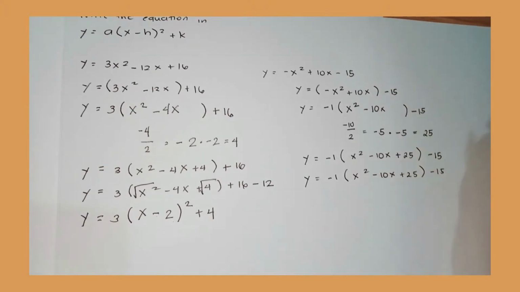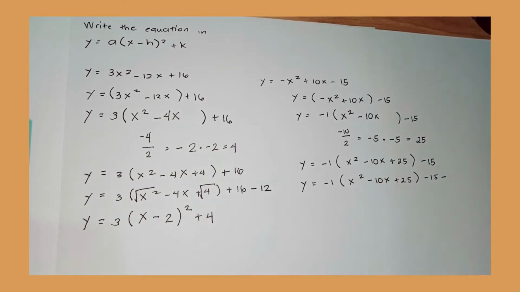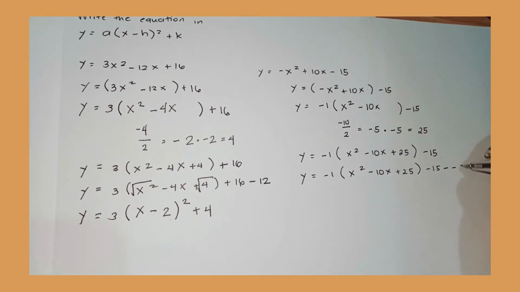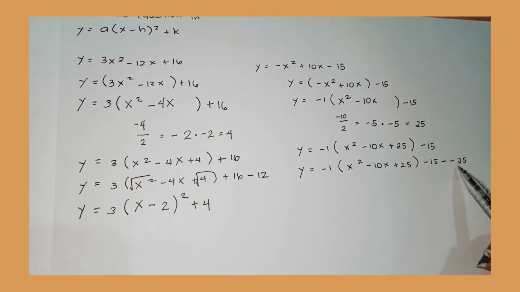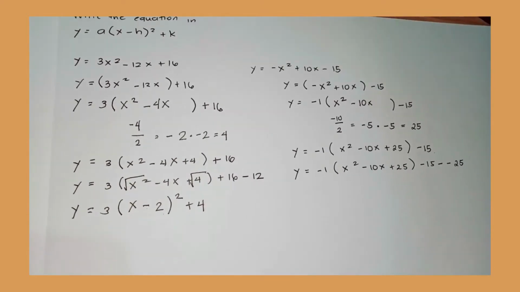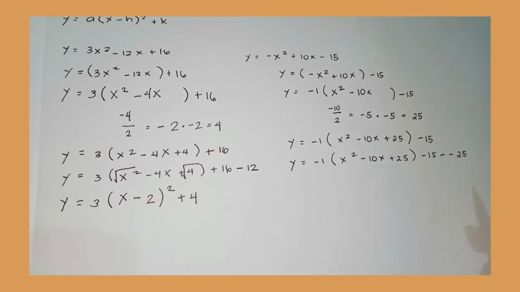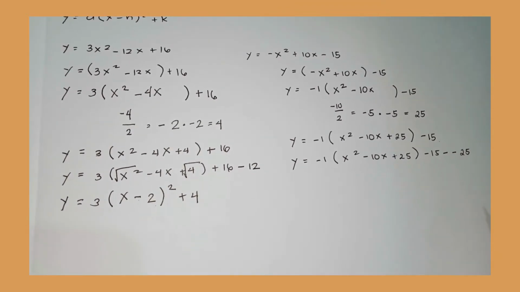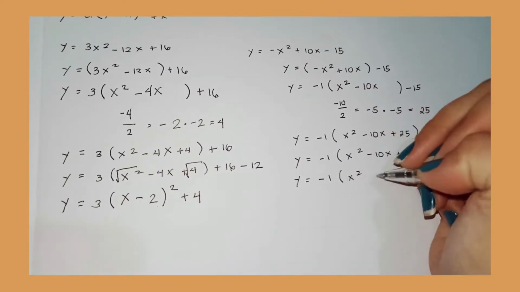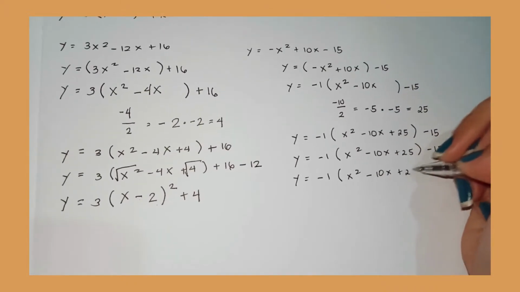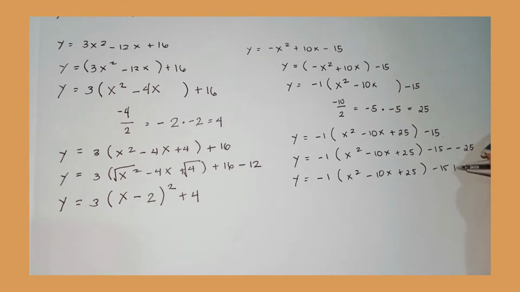Yung nakuha natin sagot, ima-minus natin. Minus negative 1 times 25, that is negative 25. So, isasubtract natin si negative 25. Okay, kung mapapansin ninyo, dalawang negative ito. Kapag dalawa yung negative natin, magiging positive na siya. So, this will be y is equal to negative 1 x squared minus 10x plus 25 minus 15. Dahil parehong negative, magiging plus 25.